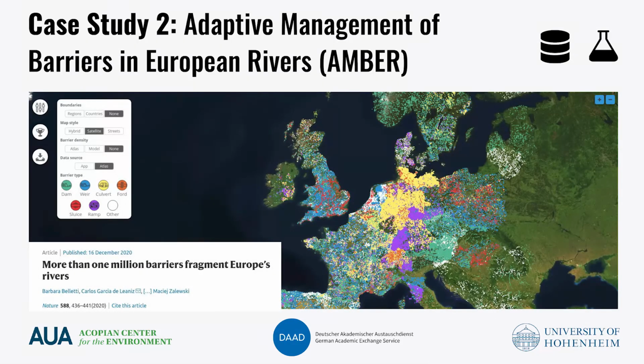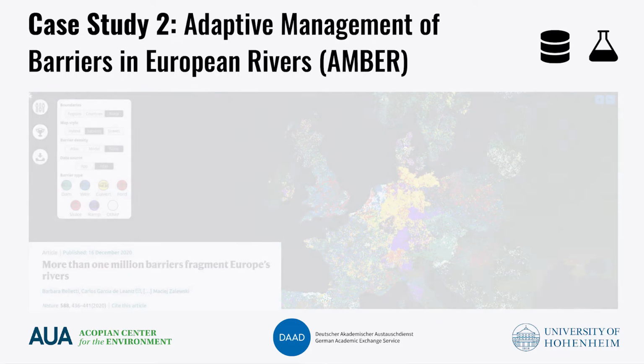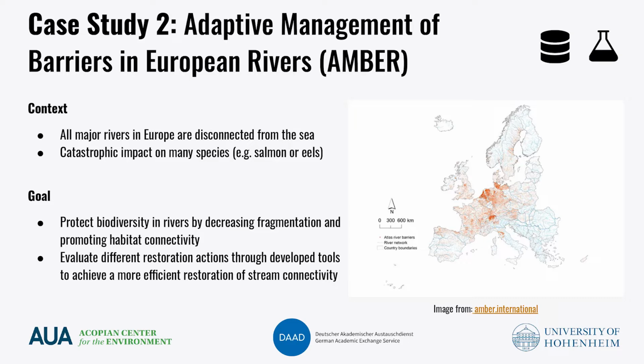Case Study 2. Adaptive Management of Barriers in European Rivers, also known as AMBER. Dams aid in water abstraction for domestic and industrial use, help generate energy, facilitate navigation, and provide fishing and leisure opportunities. Increasing demands for hydropower and water abstraction leads to the construction of new dams, and the rehabilitation of old, abandoned weirs. All major rivers in Europe have been disconnected from the sea due to dams. The latest surveys have identified more than 1 million barriers in European rivers. This fragmentation has had a catastrophic impact on many species.